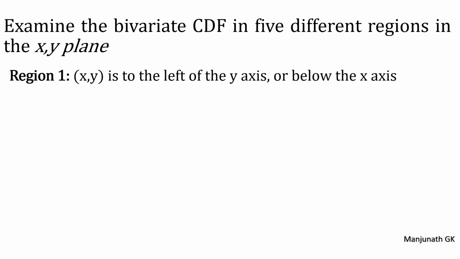Consider region 1. XY is to the left of the y-axis and below the x-axis. Consider the XY plane with the given bivariate PDF, and let us consider region number 1. The shaded area defines this statement: it lies to the left of the y-axis and below the x-axis. In this area, let us calculate the cumulative distribution function.